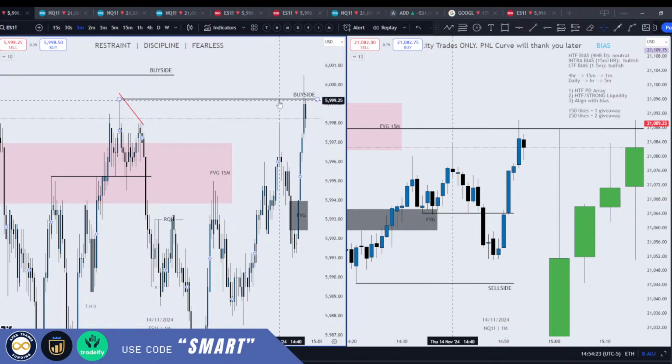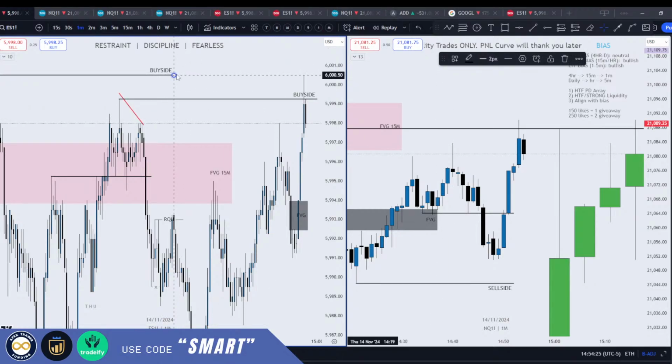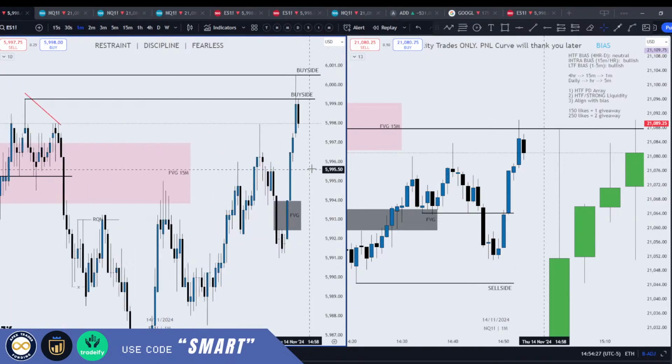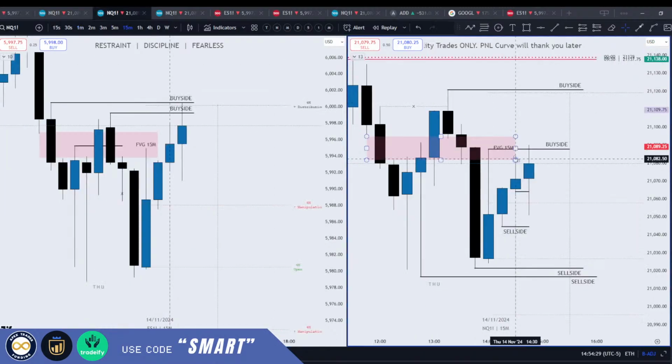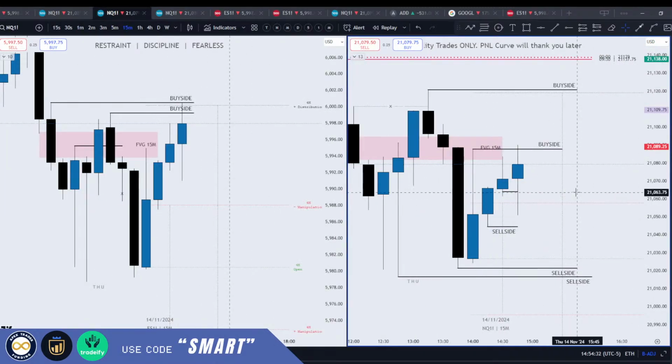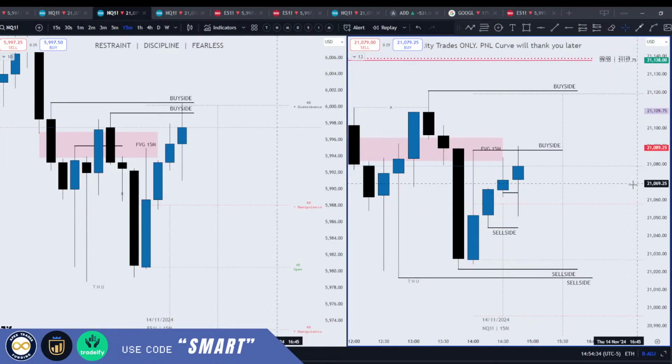Check the high here. Usually I would look to see if we want to take this with Powell speaking, but we took it a little bit prematurely early. Both NQ and ES, that's interesting.